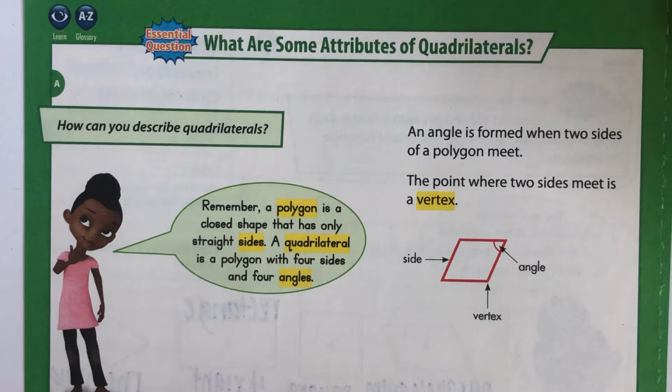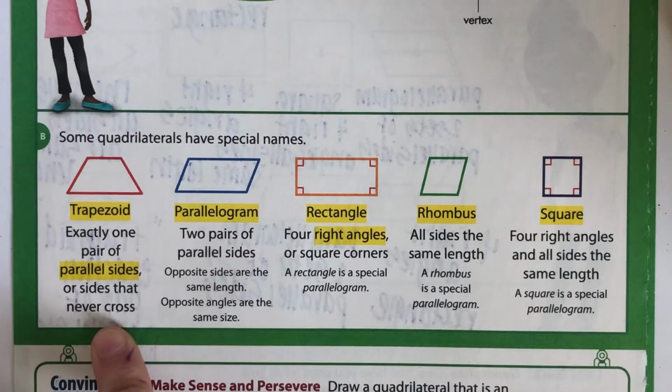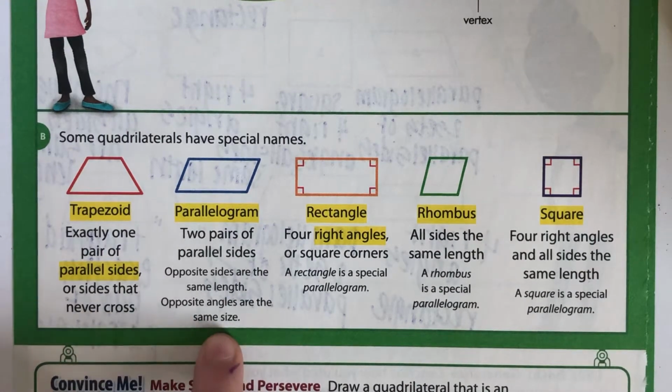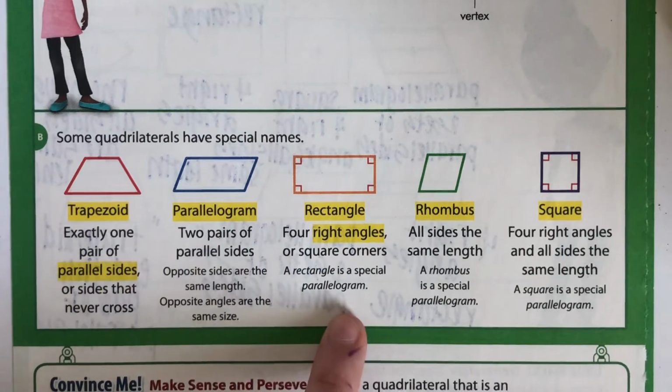And angles form when 2 sides of a polygon meet. The point where 2 sides meet is the vertex. So down here we have some quadrilaterals that have special names. This first one is a trapezoid, exactly 1 pair of parallel sides, or sides that never cross. Parallelogram, 2 pairs of parallel sides. Opposite sides are the same length, opposite angles are the same size.